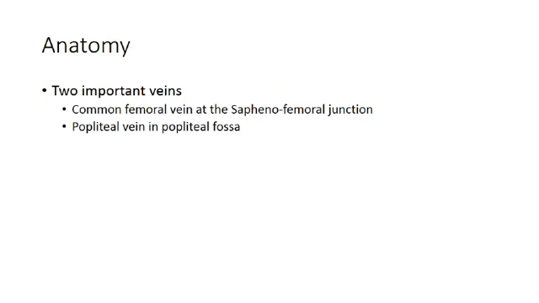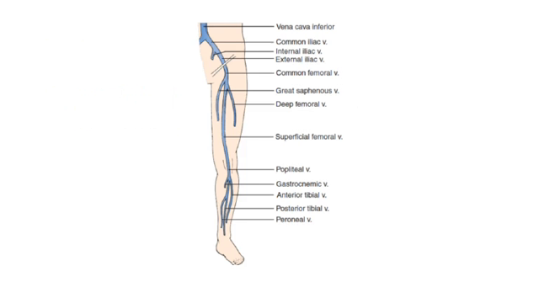The relevant anatomy. There are two important veins. One is the common femoral vein, specifically at the level of the saphenofemoral junction, and the other is the popliteal vein in the popliteal fossa. So this is the anatomy. You can see below the inguinal ligament here, you have the common femoral vein, which is formed by the great saphenous vein draining into the femoral vein here.